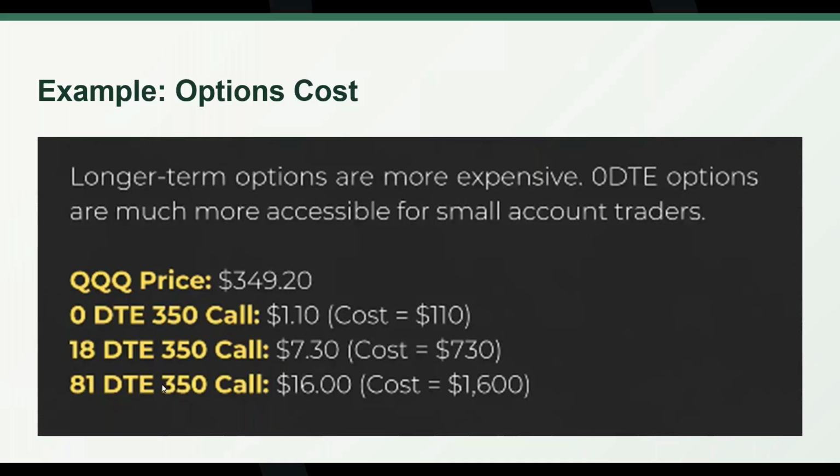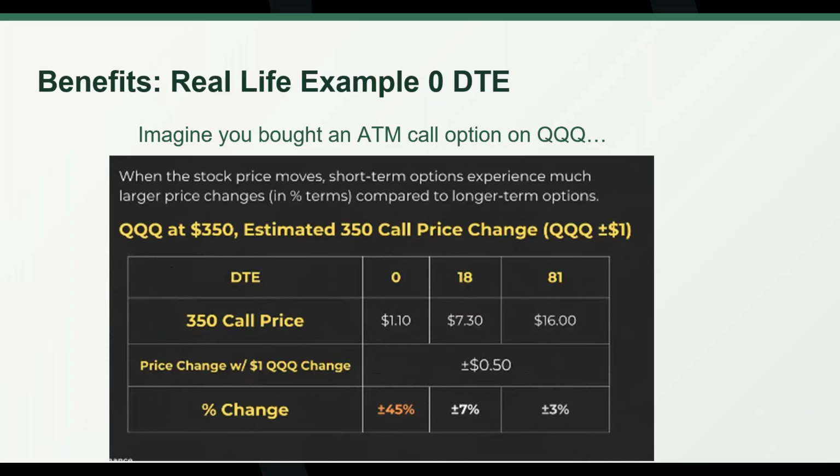So 81 days to expiration on the 350 calls, you're talking $1,600 for a contract. So if you have a $2,000 account, that basically prices you out from taking any trades on this. So people are gravitating to these zero DTE options because of this type of pricing. It's not the same for every ticker, obviously. SPX is notoriously high. So you want to go with something like SPY, for example.